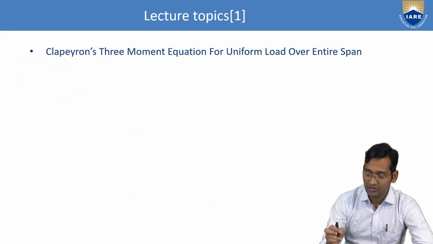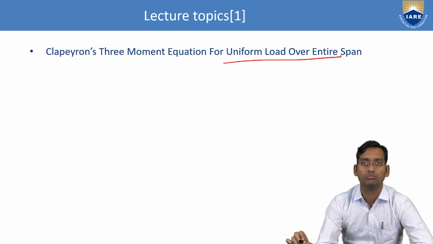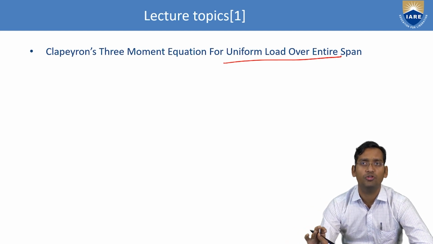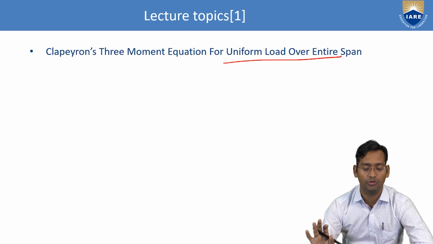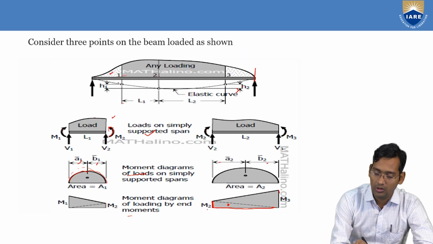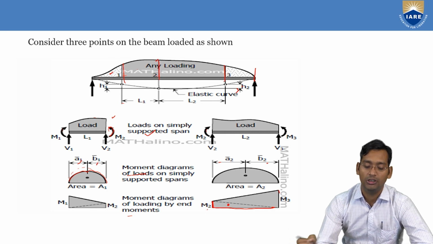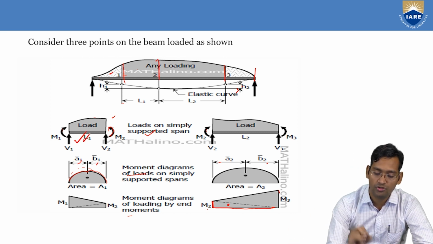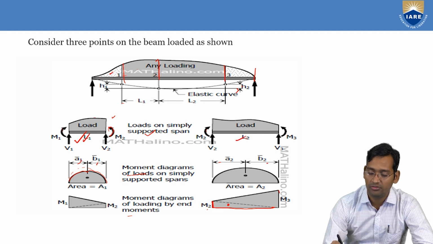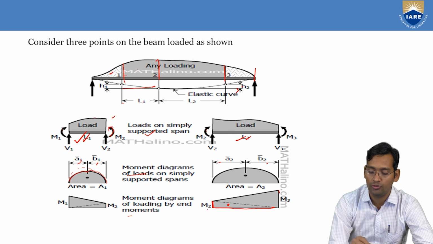Now the question is, for a uniformly distributed load, we have to find Clapeyron's three-moment equation. So this figure is just a common figure. In that, what we did is we divided it into two parts, 1 to 2 and 2 to 3. Now for 1 to 2, this is the load distribution, and for 2 to 3, this is the load distribution with the span length. So L1 for 1 to 2 and L2 for this one.